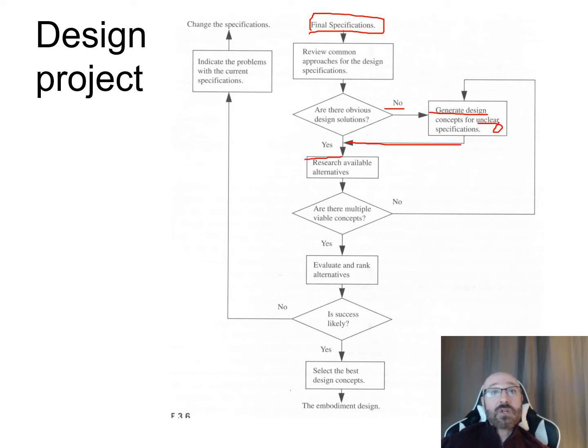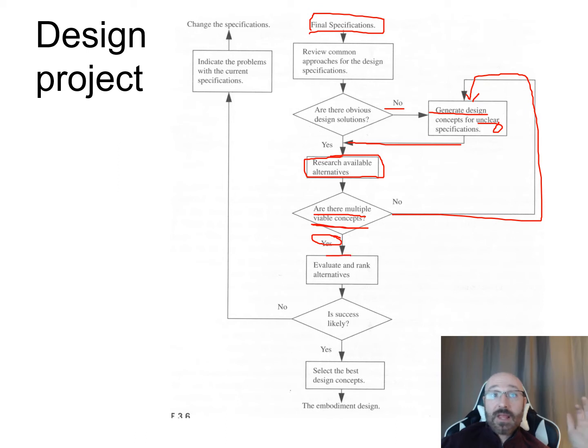Then we get into researching available alternatives. Within that, we ask ourselves, are there multiple viable concepts? If the answer is no, there are not multiple viable concepts, then we come back up here and generate some more design concepts. Come back down to this section until we get to the point that there are multiple viable concepts. We answer yes.